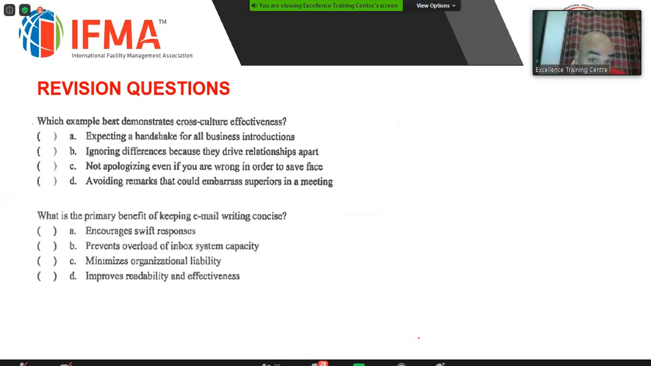Okay, what best example demonstrates cross-cultural effectiveness? A, expecting a handshake for all business introductions. B, ignoring differences because they drive relationships apart. C, not apologizing even if you are wrong in order to save face. D, avoiding remarks that could embarrass superiors in a meeting. Ignoring differences because they drive relations. Yes. Ignoring the differences because they drive relationships apart. Yes.